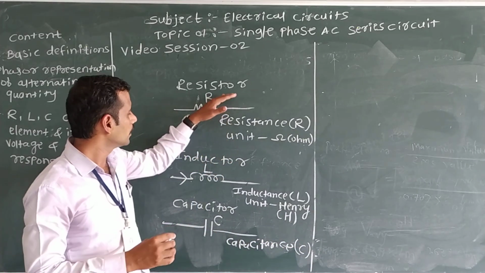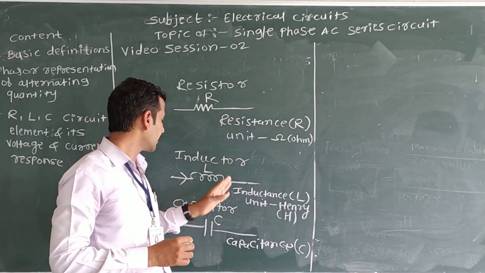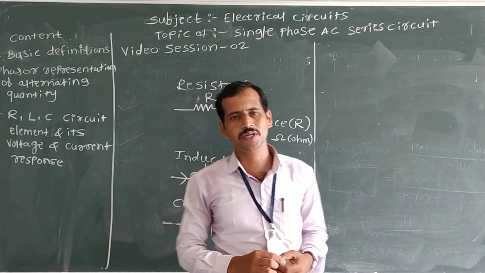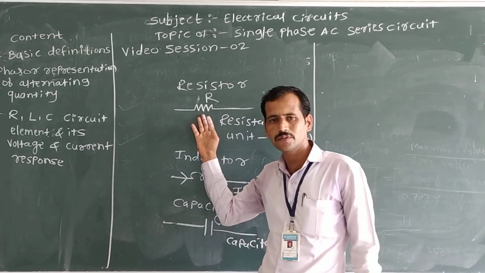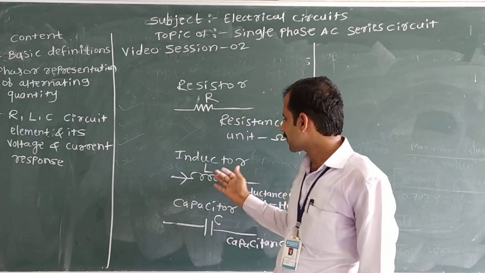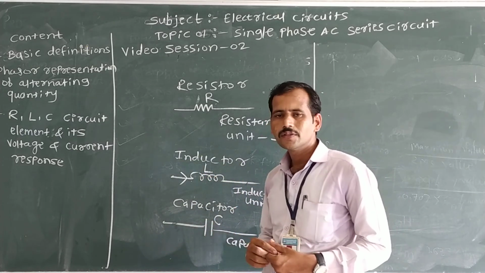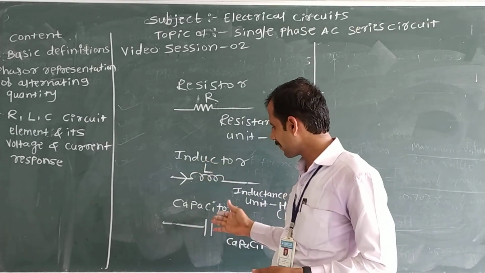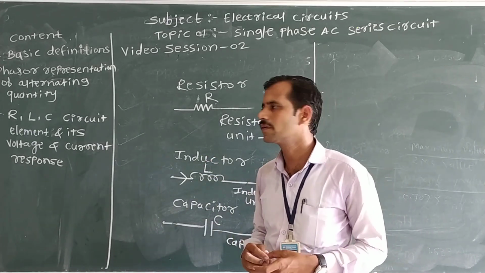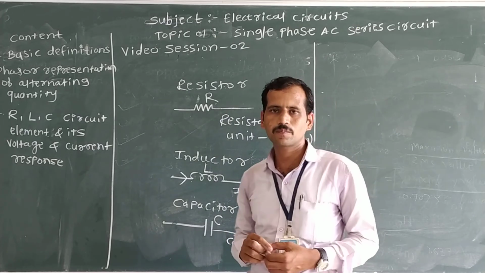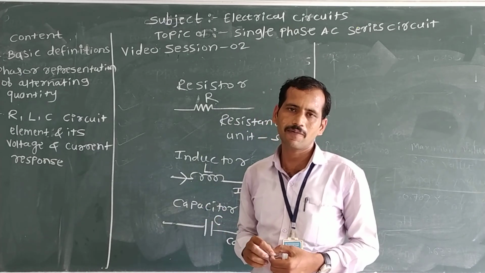So these are the basics of resistor, inductor and capacitor. Resistor is a device which produces heat. Inductor is a device which stores energy, and capacitor also is a storing device. Means inductor and capacitor are energy storing devices, and resistor is a heat producing device.